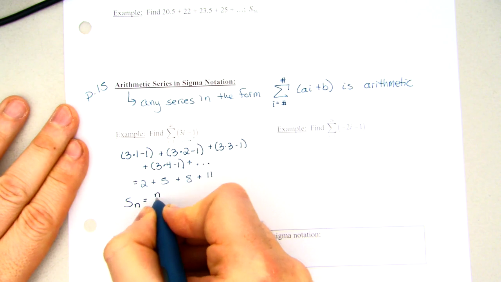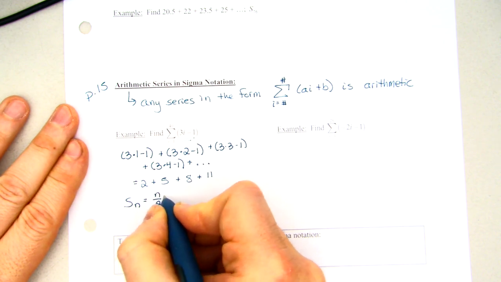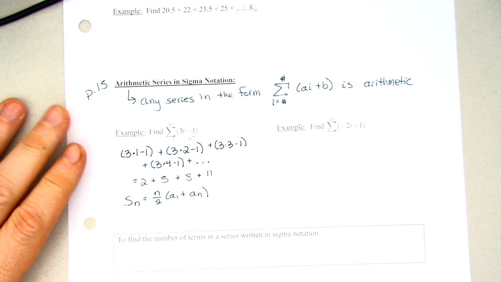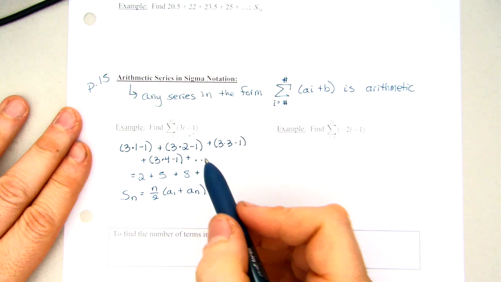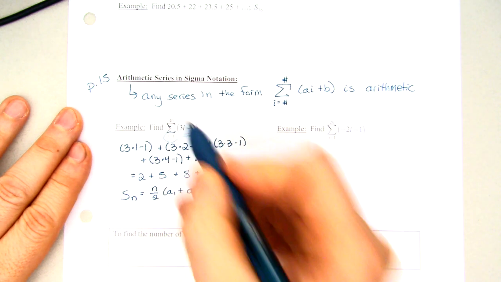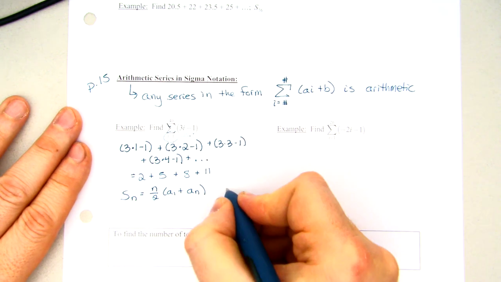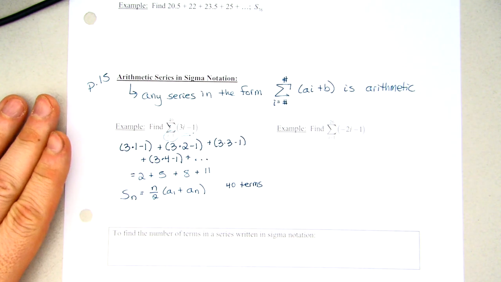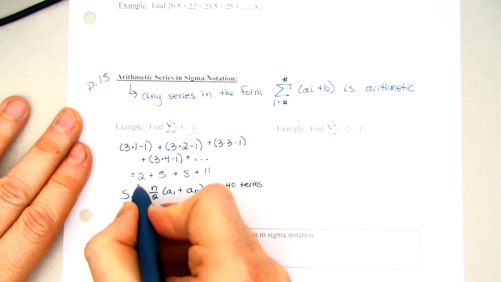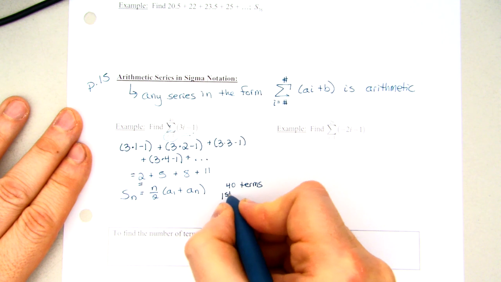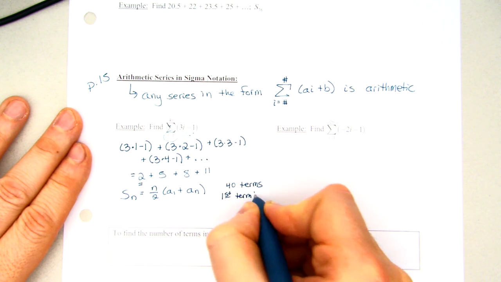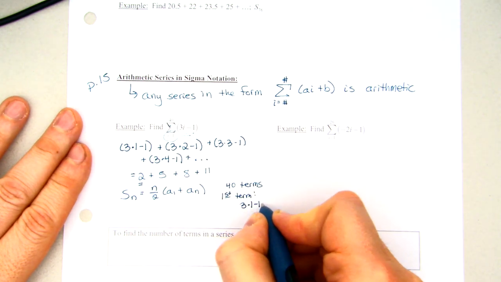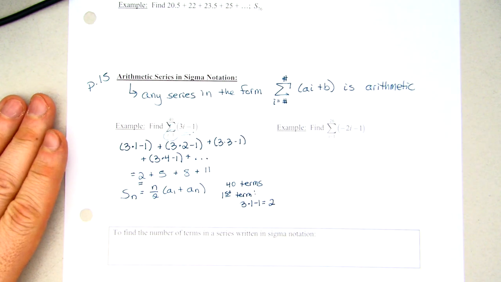S sub n equals n over 2 times a1 plus an. In this sum, as we're going from I equals 1 to 40, that means there will be 40 terms. There are 40 terms over here. The first term, a sub 1, I know. My first term is 2, but in general, I'm going to get my first term by plugging in my lower limit of my sigma. And I'm going to get 3 times 1 minus 1. That's 3 minus 1, that's 2.